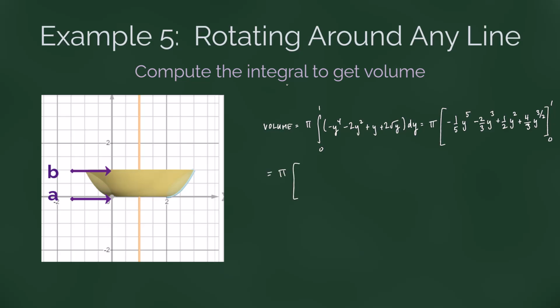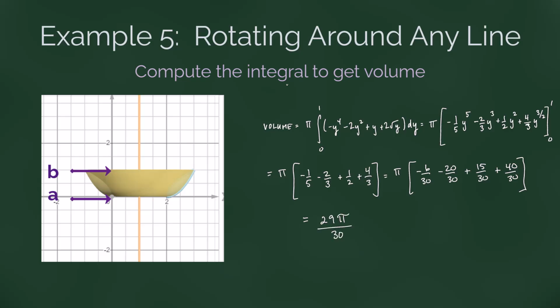Plugging in 1, we have pi on the outside, then we get negative 1/5 minus 2/3 plus 1/2 plus 4/3. Plugging in 0 to all of those gives us 0, so we simplify, we get pi times negative 6/30 minus 20/30 plus 15/30 plus 40/30. And this gives us a final volume of 29 pi over 30 cubic units.